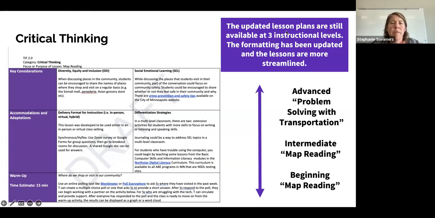Here it is. I believe the intermediate level lesson is the most developed right now. The critical thinking skill being practiced is directions and asking for directions. It is a good one. You can see on here, all of the new lesson plans do have a section on diversity, equity, and inclusion and social emotional learning. We were so lucky to work with wonderful ABE experts on our advisory team.